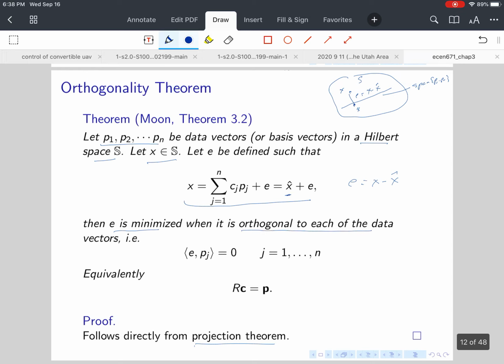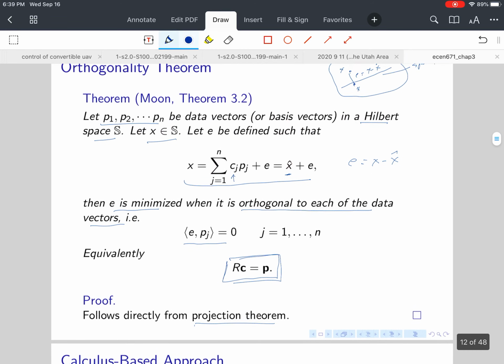Then E is minimized when it is orthogonal to each of the data vectors. So in fact, it has to be orthogonal to each of these P1 to Pn. Or equivalently, we can write it in terms of this equation, RC equals P. In other words, the error is minimized when C, these coefficients here, satisfy this Gramian equation. And the proof is just using the projection theorem.